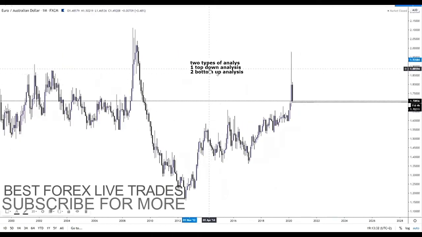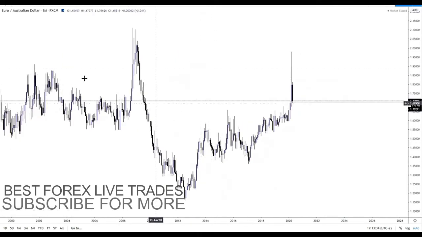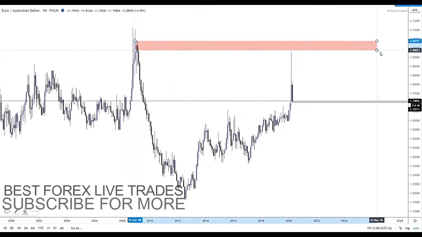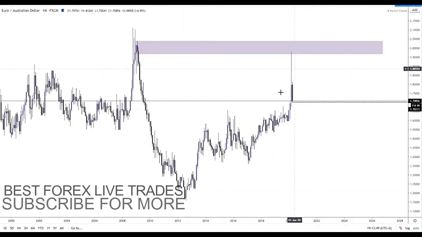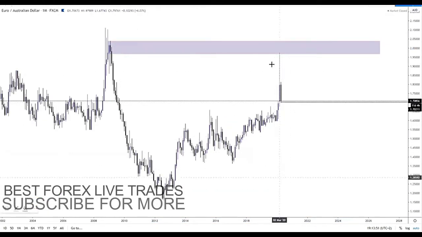Okay, those are the ones I wanted to talk about. Now let's look at the Euro AUD on a monthly time frame. On a monthly time frame, we have seen the market spike to the upside. That spike resulted in the retest of the monthly supply zone, which resulted in the formation of a wick, a spike to the upside, and then a long tail.